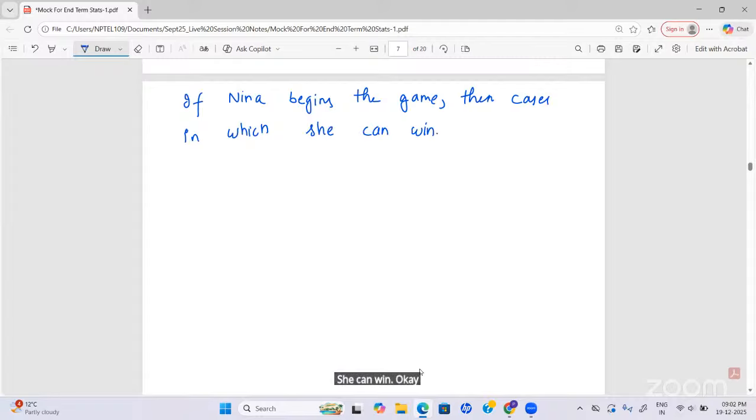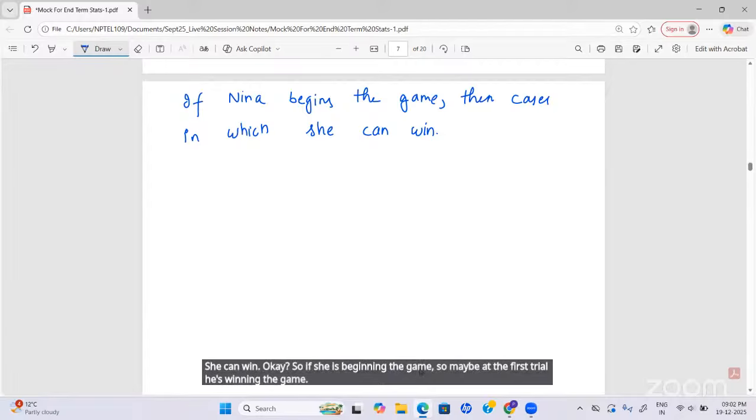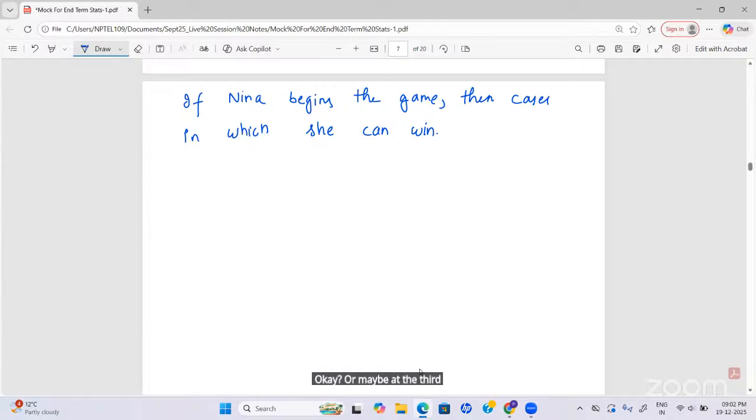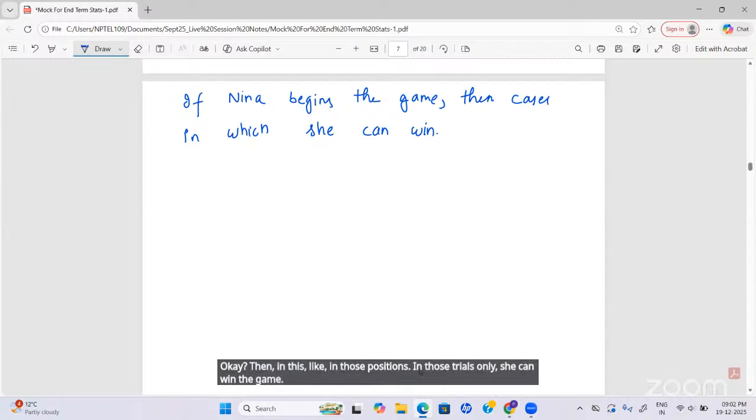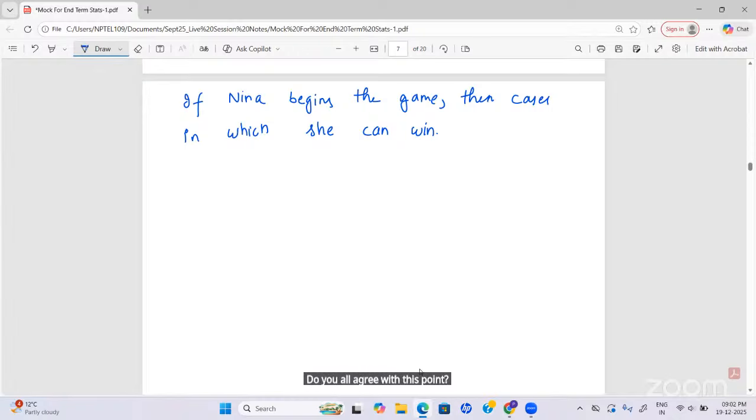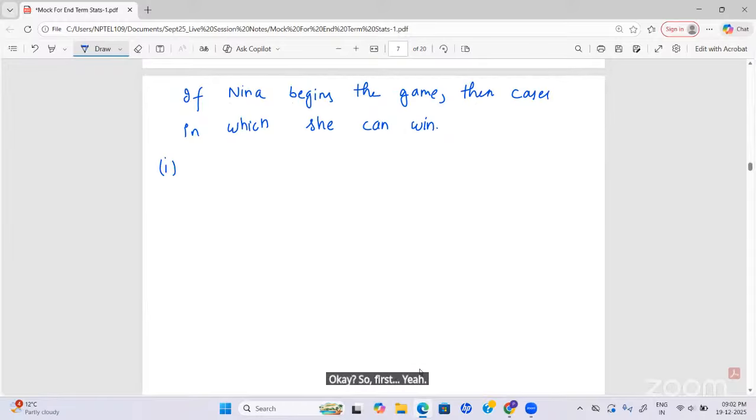If she is beginning the game, maybe at the first trial she's winning the game, or maybe at the third trial, or maybe at the fifth. In this way, you can see on all the odd number of trials she can win the game if she is starting the game. Do you all agree with this point? Yes, ma'am. So the first case can be that Nina wins the game in the first throw.